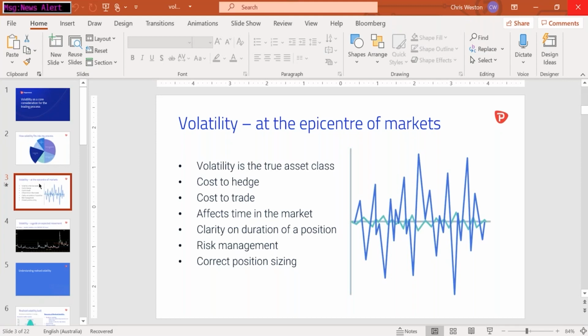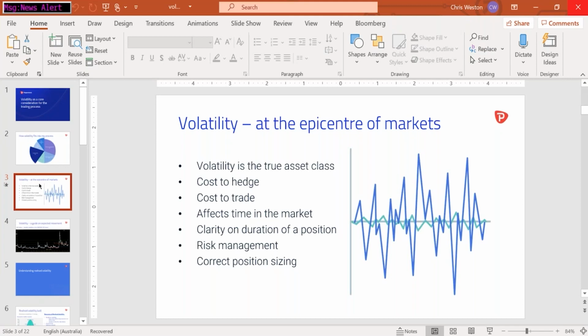So volatility is an asset class, and as time has gone on, people have used volatility in a much more scientific fashion. Volatility is very much based on statistics and mathematics, and there will be an element of that coming through in this. But I want to show you how you can think about volatility and actually use it when you're trading.